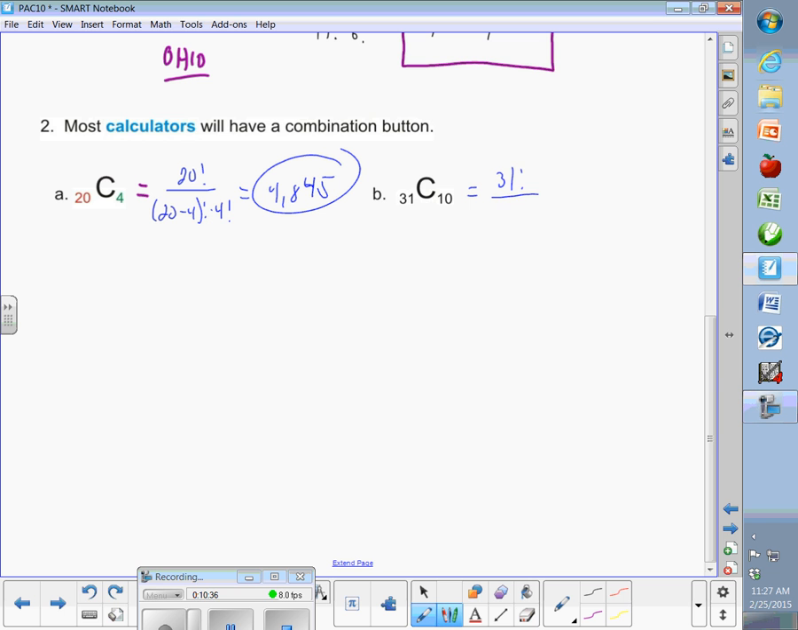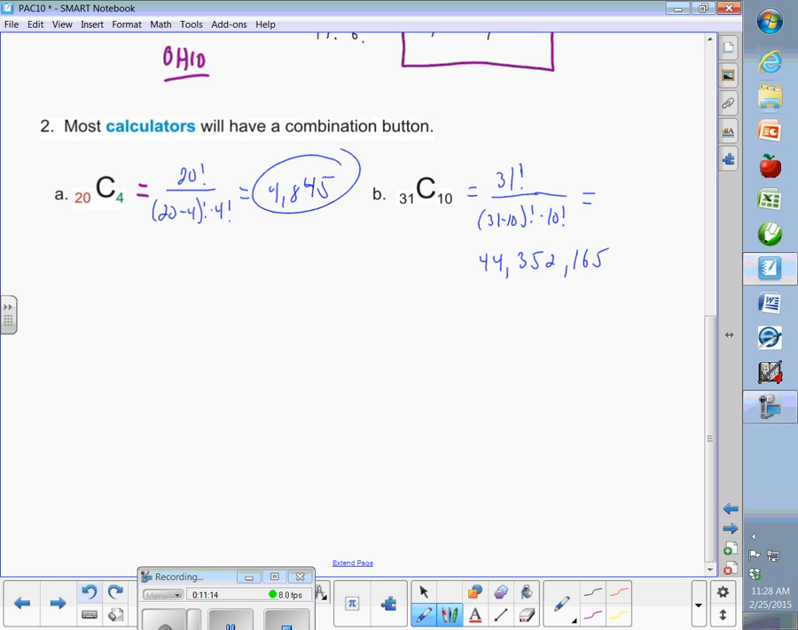What would the work be? 31 factorial divided by 31 minus 10 factorial times 10 factorial. If you're using your button, again, you're going to punch in 31, hit your combination button, punch in 10, hit your enter button, and this one has 44 million. I'm going to put it below here. 44,352,165 combinations.